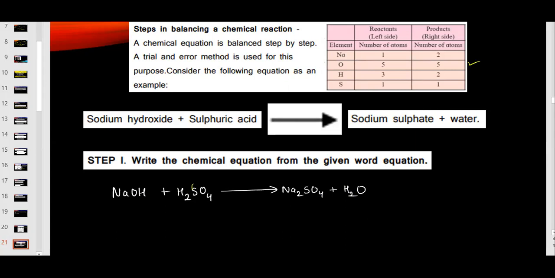Let's go to the next one, that is sulfur. Sulfur is only 1 on the reactant side, and on the product side also you will see only 1 sulfur. So you don't have to balance the sulfur. This is also balanced. You have to balance the sodium and you have to balance the hydrogen. So how to balance it?